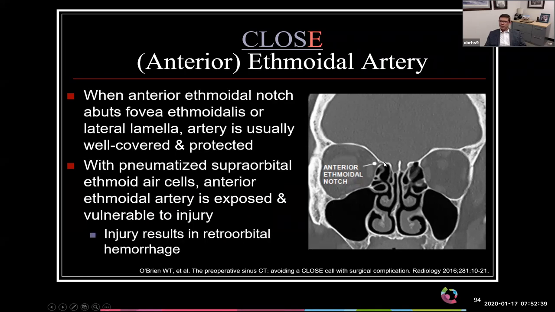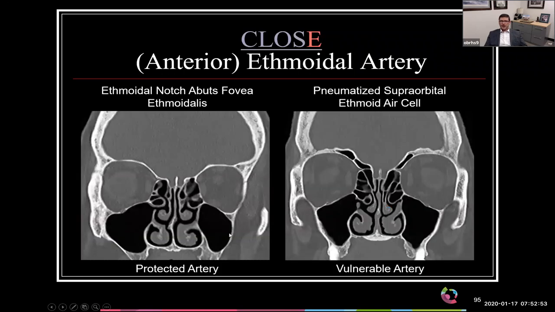Now, if the ethmoidal notch abuts the fovea ethmoidalis, it's considered protected. However, if you get pneumatization of ethmoid air cells above this, then it's at risk of injury during functional endoscopic sinus surgery. So here's an example. Ethmoidal notch abuts the fovea ethmoidalis. This artery is protected. It has a very low risk of injury during functional endoscopic sinus surgery.